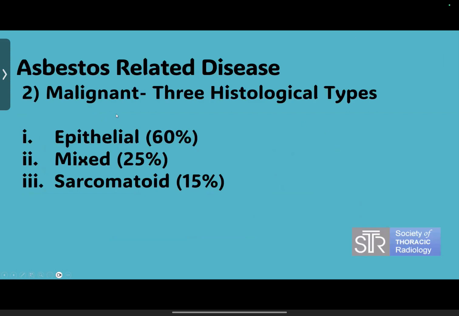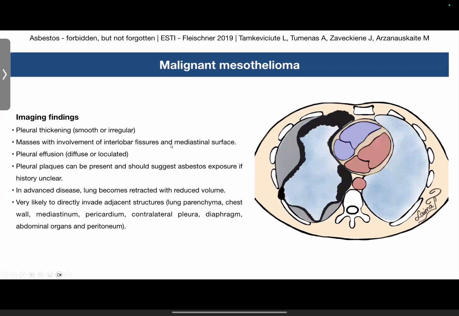So the malignant types are three histological types. There's epithelial, which is the majority at 60%, the mixed, and there's sarcomatous, which is the least common histological type. So let's take a look here at another diagram from the European Thoracic Society.